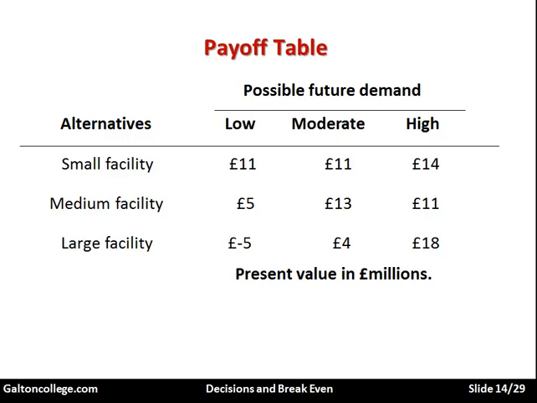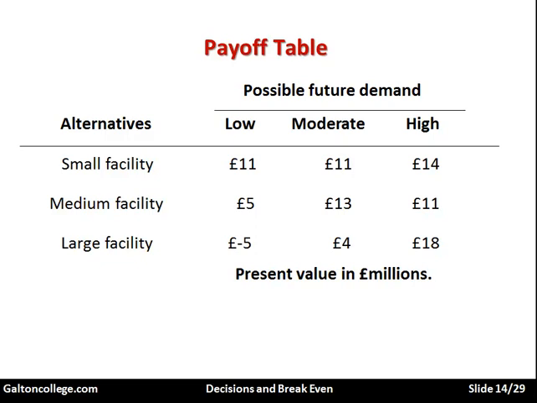And with a large facility, it's -5, it loses £5 million, or 4 million if it's moderate sales, 18 million if it's high future demand. Now that could be seen as what's known as a payoff table, a payoff matrix, and the decision maker has to decide which size of factory to build right now. So they're looking at low sales in the future, moderate sales in the future, or high sales in the future.